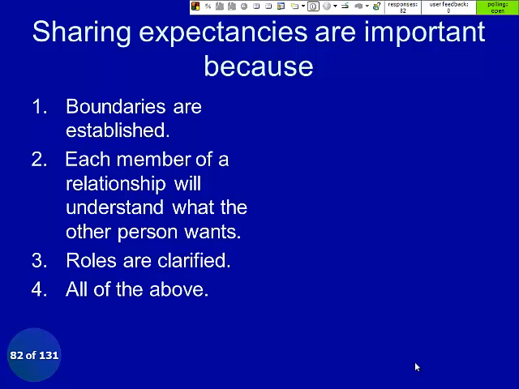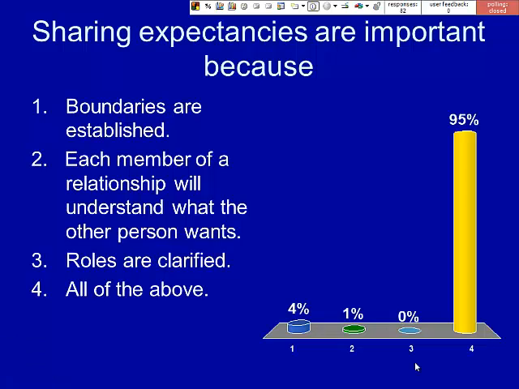All right, so you got the answer to this one? 82 people, we got all of you. 1, 2, 3. 95% of you are correct. All of them are correct. Boundaries are established, okay?